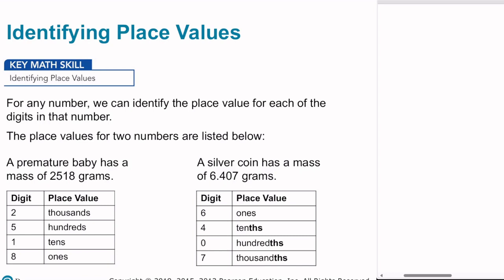For example, let's start with the number 2518. What does this number mean? Well, we could break this number down into its parts. We could express this number as 2,000 plus 500 plus 10 plus 8. These will help us understand the place values.